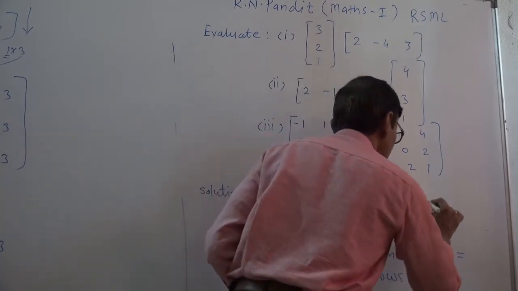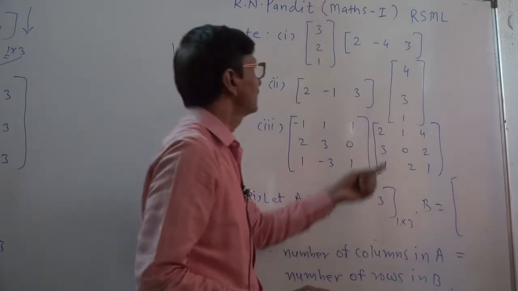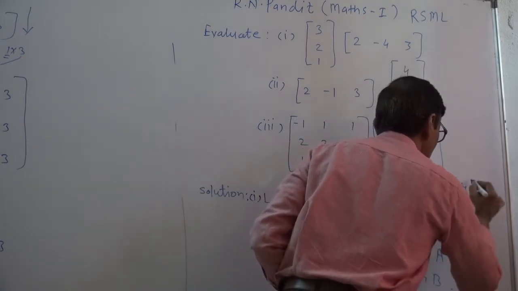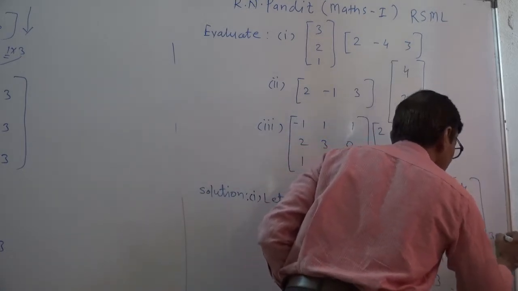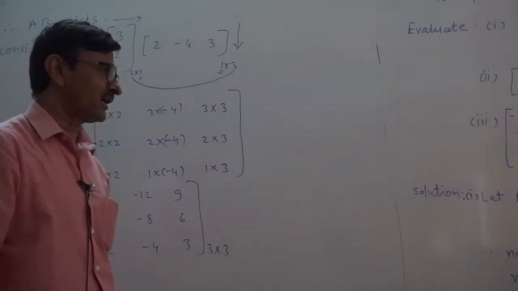What is B? B is a column matrix. That is 4, 3, 1. What is the order of this column matrix? 3 by 1. Now we have to find product AB.